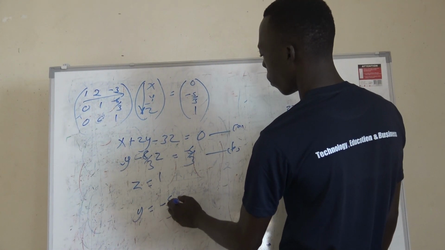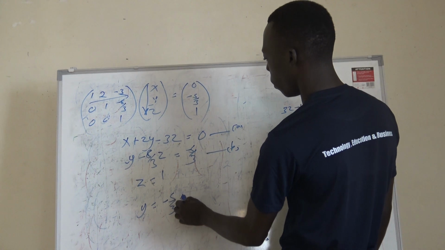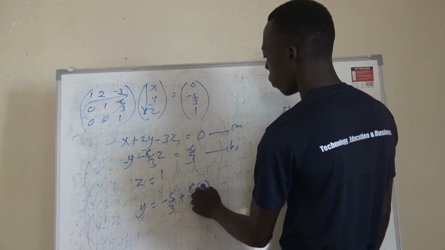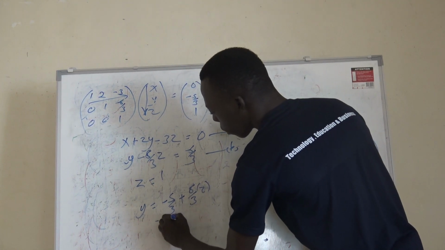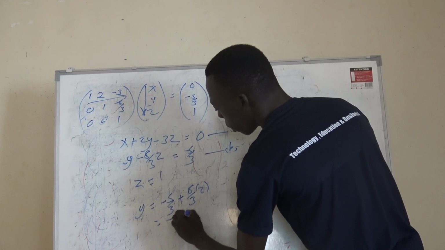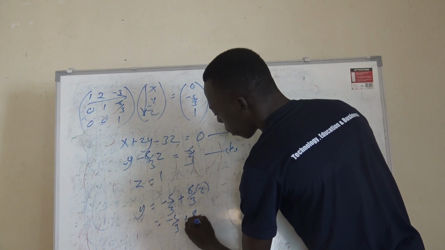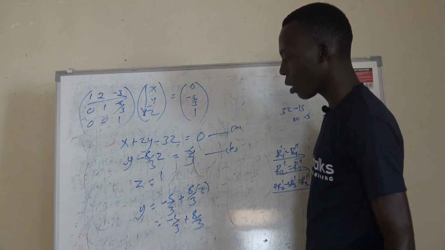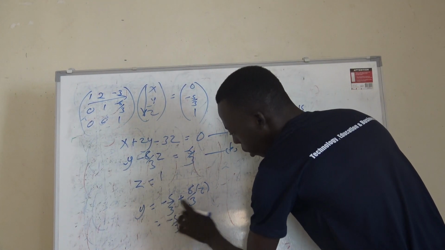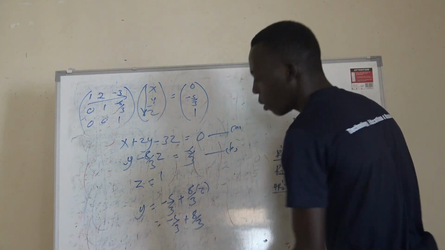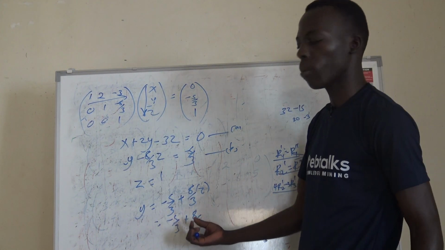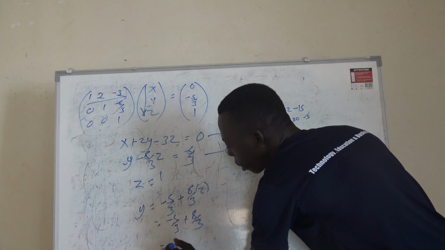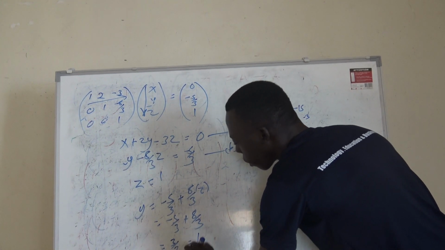Then minus, it is plus 8 out of 3 z. So you put in the value of z, which is negative 5 out of 3, plus 8 out of 3. So when you add these ones, you find that you get something like a 3. So since they have the same denominators, just add the numerators. So this one becomes 3 out of 3, which will give us 1.